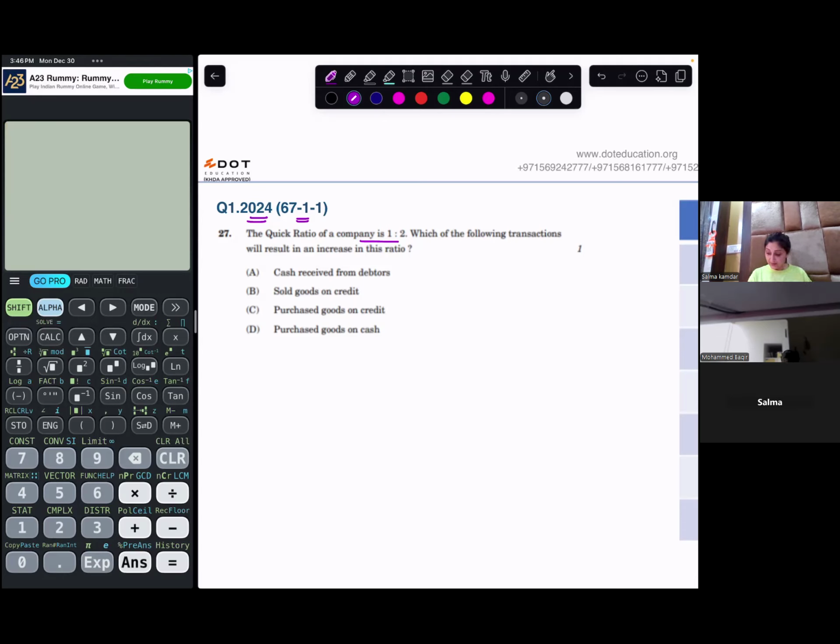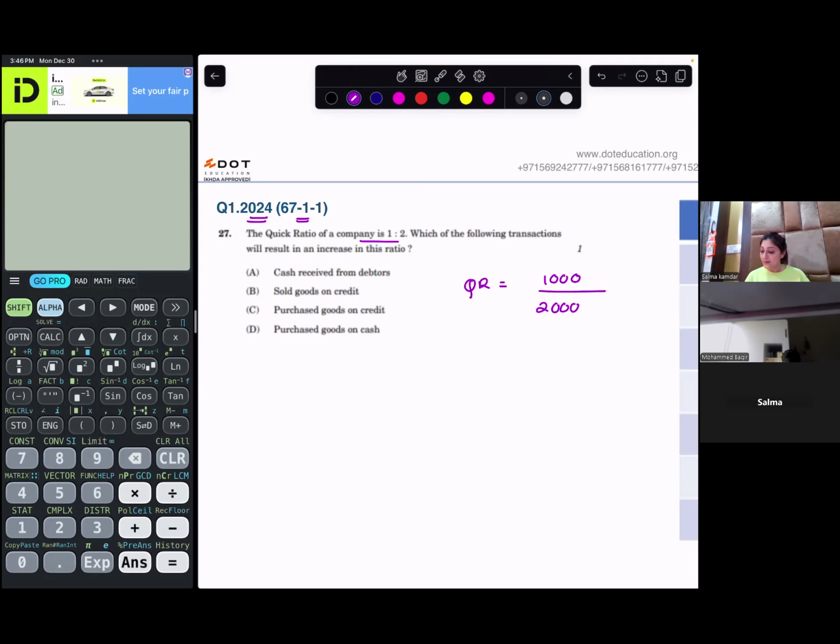We know the quick ratio is 1:2, and we want to know which transaction has resulted in an increase or a decrease of the quick ratio. In this scenario, the quick ratio is 1/2, so I can say my numerator is 1000 and denominator is 2000. I can cut it like that and it is 1/2.